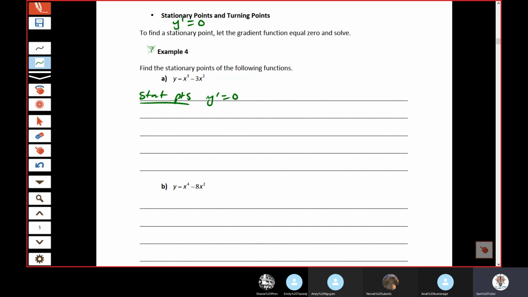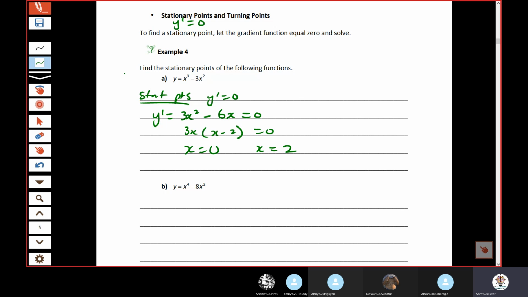I like to write it like this because by the time you write it in your HSC, I did say it's about 8 marks, which means there's going to be a lot of working out. You don't want to mix it up and miss anything. So we'll keep things nice and tidy. Stat points, y dash equals 0. y dash equals 3x squared minus 6x equals 0. I can factorize a 3x, x minus 2. So therefore x equals 0 and x equals 2.